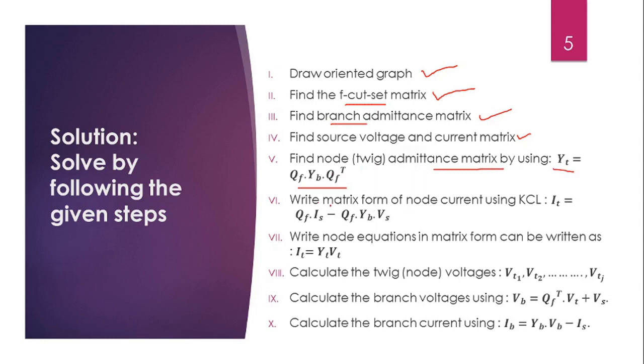Also at the same time we may find the node current using KCL. So we have the relation It equals Q of Is minus Q of Yb into Vs. And from step 5 and step 6 we may find the equilibrium equation, that It equals Yt into Vt, and from that, in step number 7, we may find Vt1, Vt2 and so on. Once we get the node voltages, we can easily find the branch voltage, and once we find the branch voltage we may get the branch current.